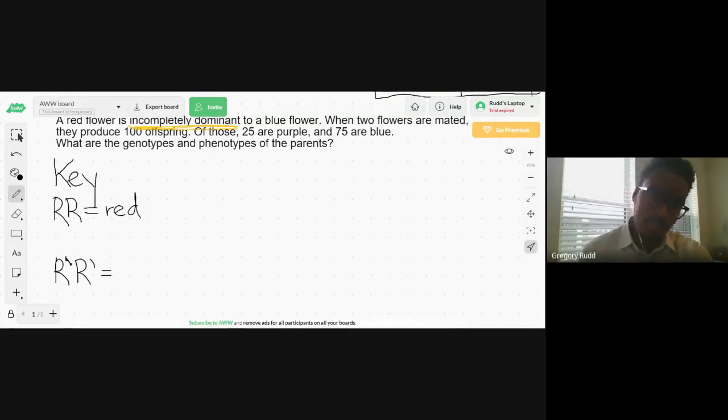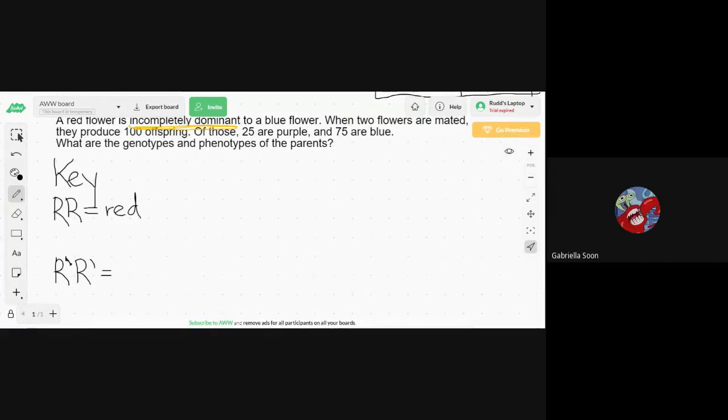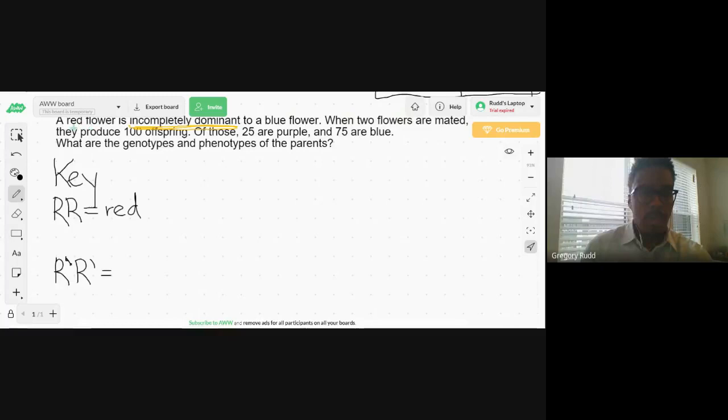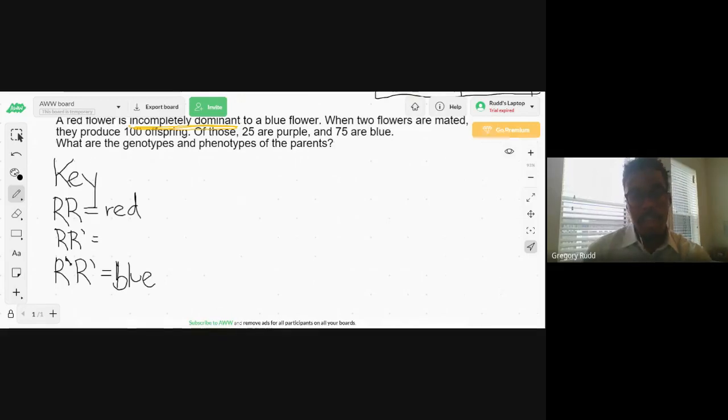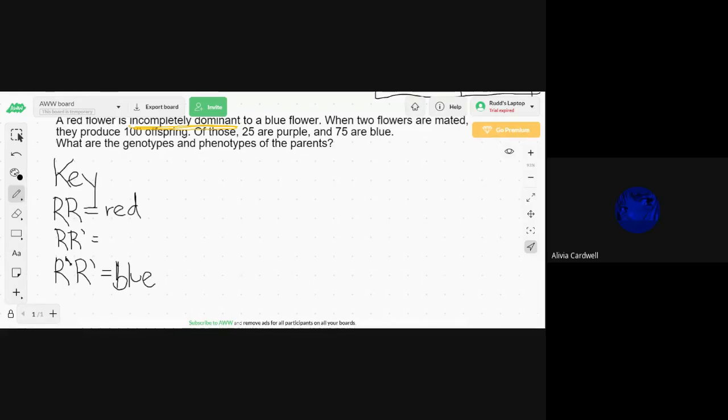And what does that give me? What phenotype is that? Purple? No. Yes, this would be blue, because it says that red is incompletely dominant to blue. So that means that blue is your homozygous recessive. And then my heterozygous, meaning I have one of each allele. I've got the dominant R, and I've got the recessive R prime. What phenotype does that give me, if this is incomplete dominance? Purple. Purple.